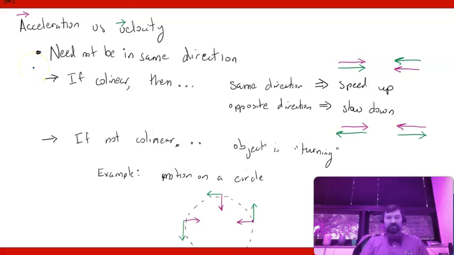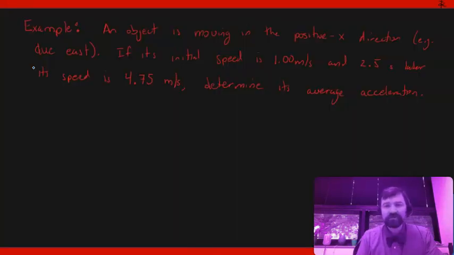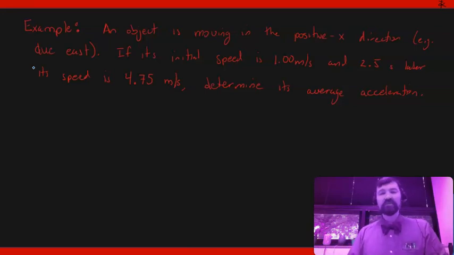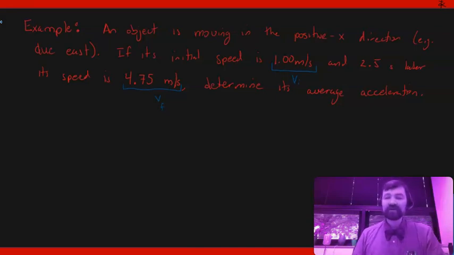On that note, let's consider a simple example. We have an object which is moving in the positive x direction, for example, due east. And it has an initial speed of 1 meter per second, and after 2.5 seconds, it has a speed of 4.75 meters per second. So we want to know what's the average acceleration. So basically this right here and this right here represent initial and final values for the speed, and given a direction, they could in fact be initial and final velocities.